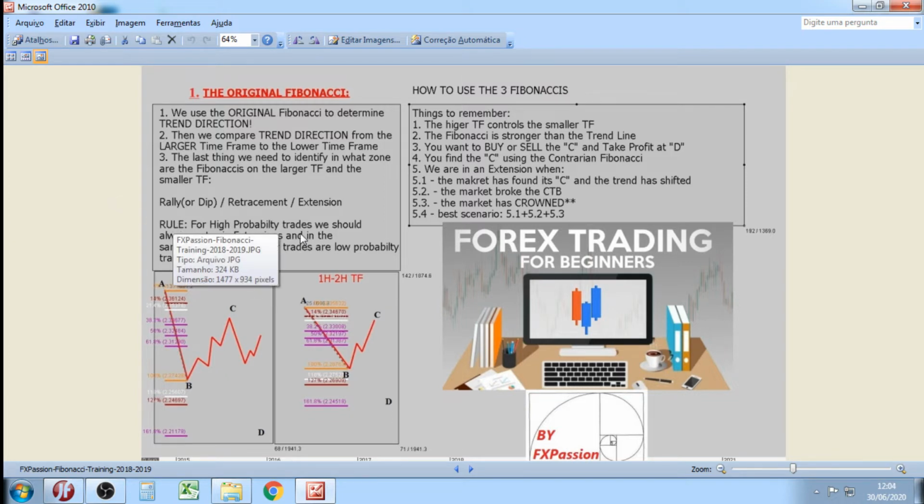Rule: for high probability trades, we should always enter in extensions and in the same direction. All the other trades are low probability trades.